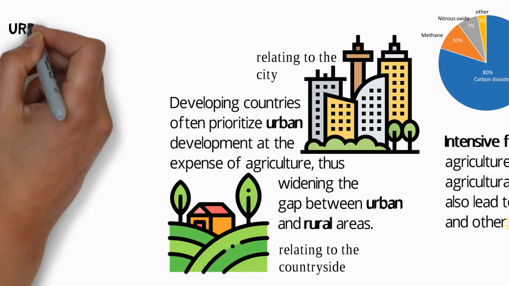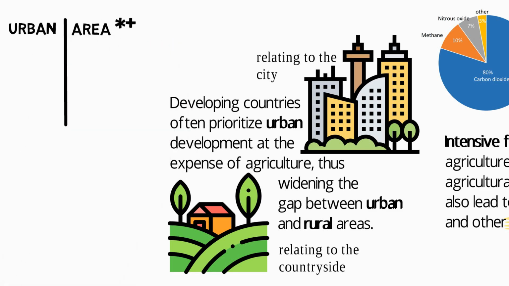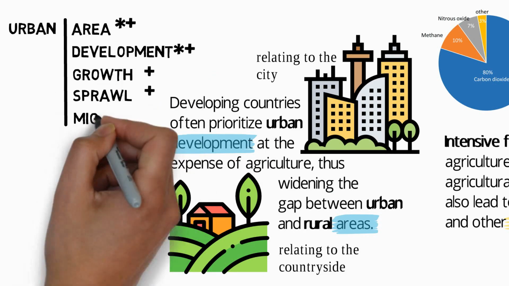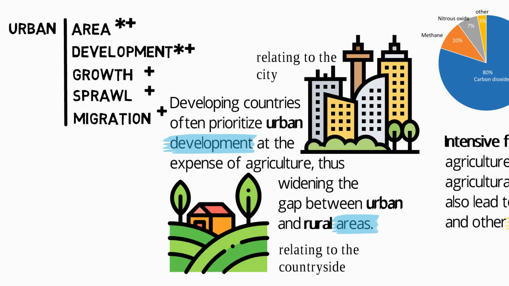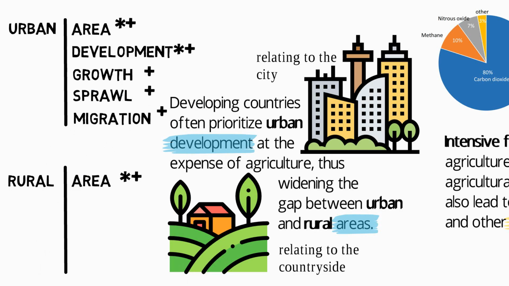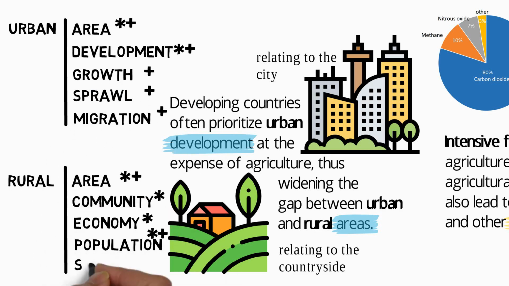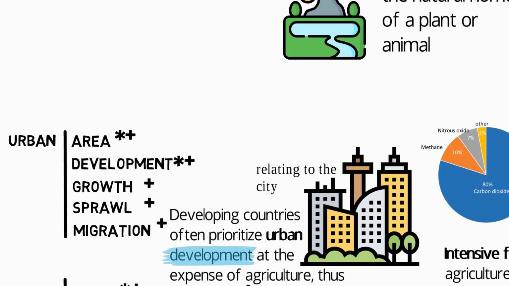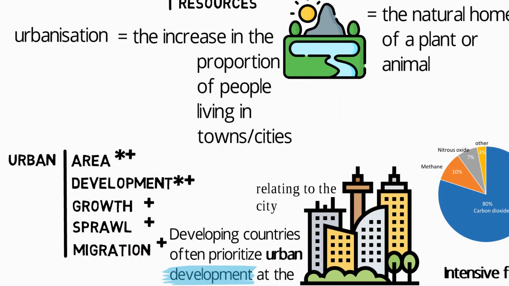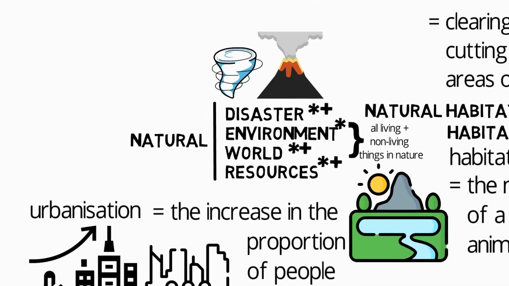urban and rural areas. So some collocations with urban: area, which we can see there, urban development, which is also in the example, urban growth, urban sprawl, and urban migration, which is people moving from rural areas to the city. Collocations with rural, again area, rural community, rural economy, rural population, and rural society. The trend for people to move from rural areas to urban areas is so common that there's even a noun to describe it, which is urbanization, which means the increase in the proportion of people living in towns and cities.